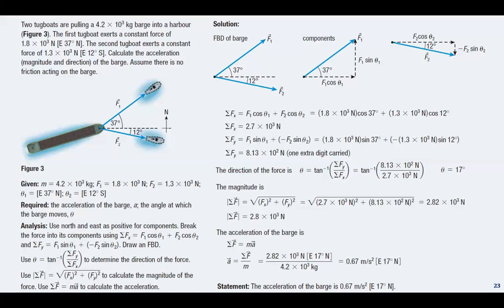Then we can make the statement here, as shown in the bottom right. The acceleration of the barge is 0.67 meters per second squared. Direction is 17 degrees north of east. Okay, any questions?